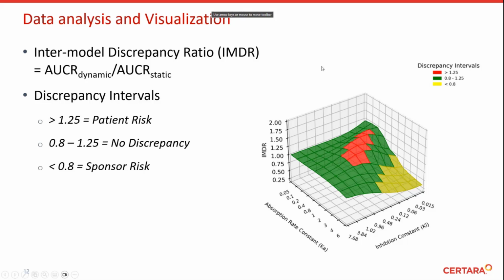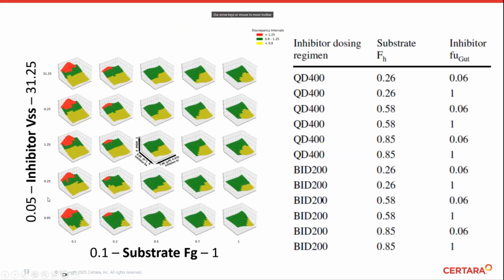And so the way we visually presented our results is through this plot on the right-hand side, where on the x and z-axis we have two parameters. On the x-axis we have the absorption rate constant for the inhibitor, and the values increase from left to right. And then on the z-axis we have the inhibition constant for CYP3A4, and the values increase from right to left. It's important to note that our main figures are made up of 25 of these individual plots, and in these individual plots, the x and z-axis always stay the same, as shown here.